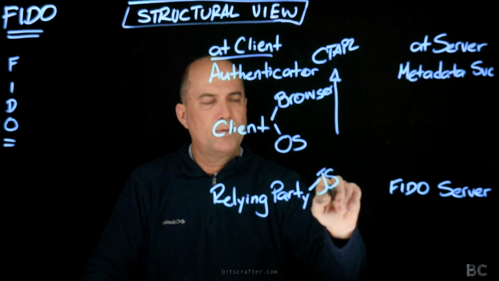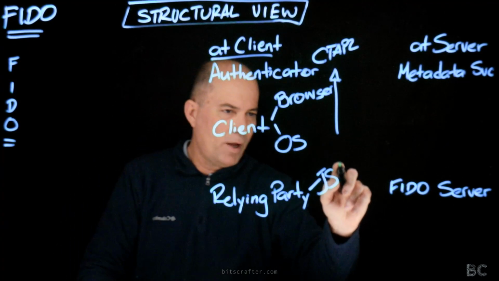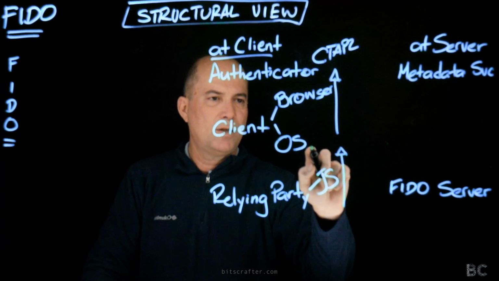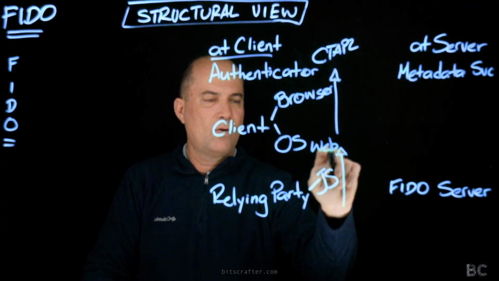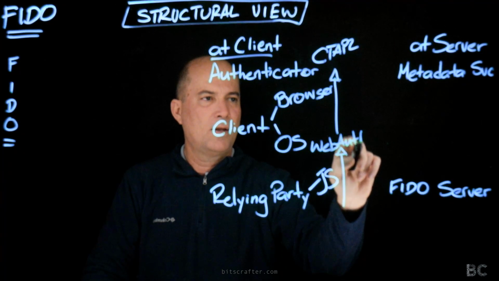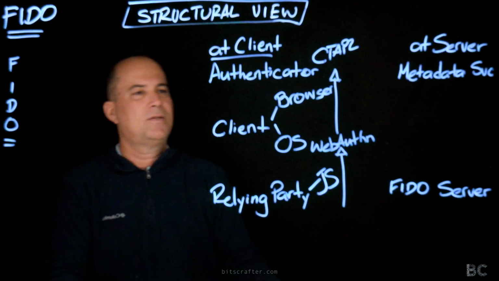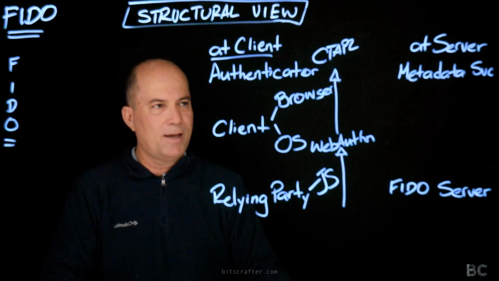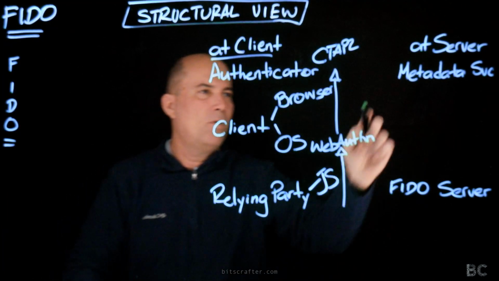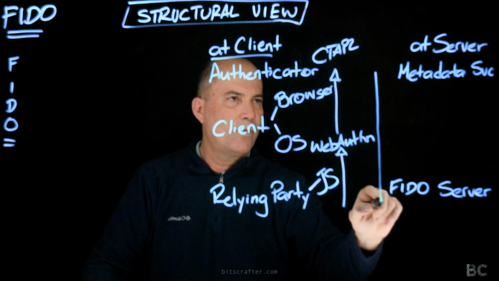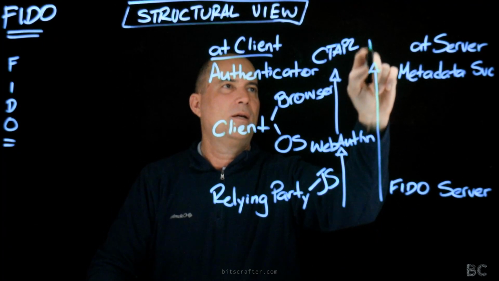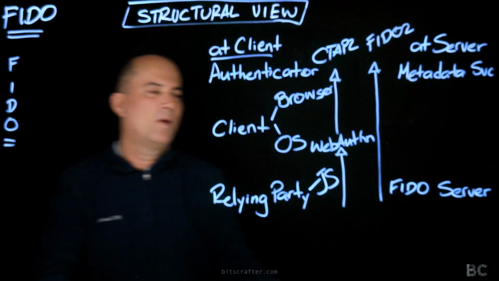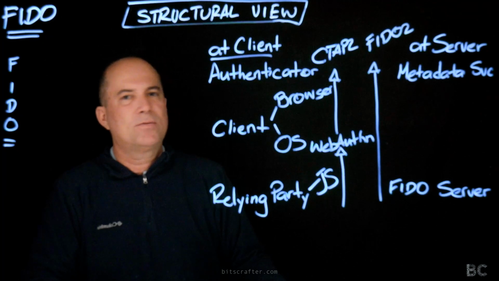Now the relying party typically is some JavaScript, and the way that it communicates to the client is by using something that FIDO calls WebAuthn. So this is a set of APIs that tells the RP how to integrate with the client. And both together, CTAP and WebAuthn, is what is called FIDO version 2. That's for the client side.